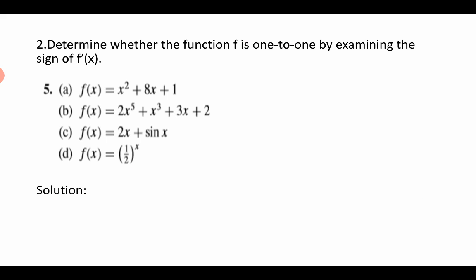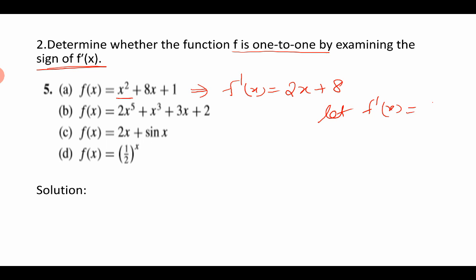The next problem: determine whether the function is 1 to 1 by examining the sign of the first derivative. Mostly when there are even powers, it cannot be 1 to 1, it will go like a parabola. Let's try. What is the first derivative? f prime of x is 2x plus 8. Let this f prime of x equal 0 to get some intervals. 2x plus 8 is 0, 2x is equal to negative 8, x is equal to negative 4.